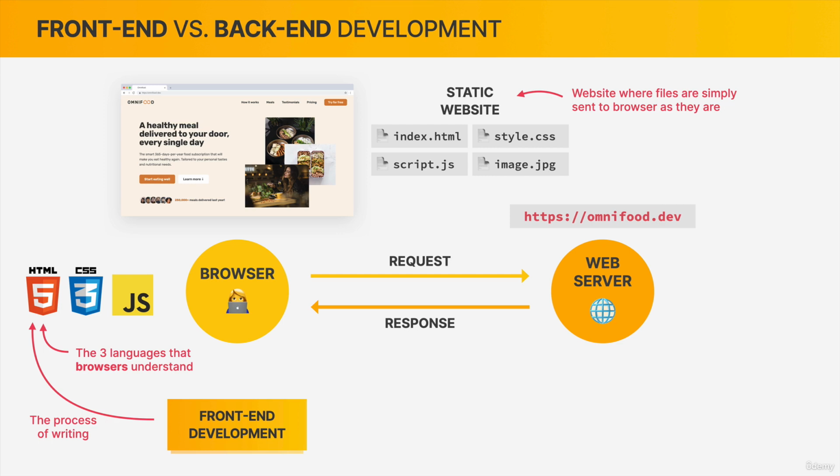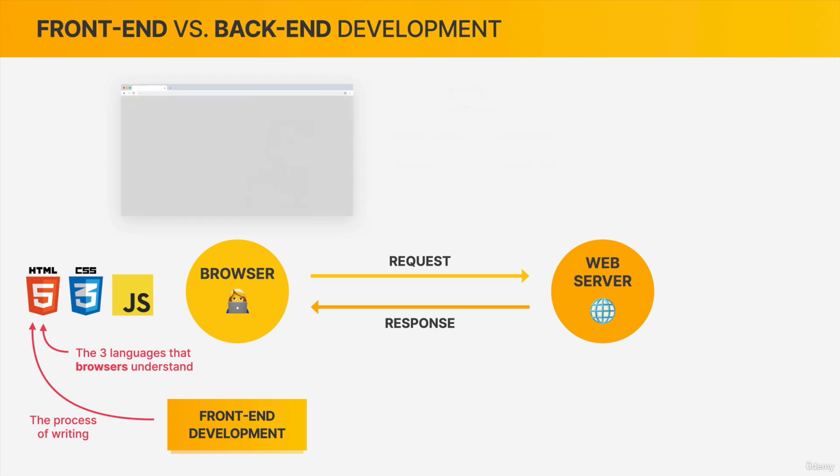And so now let's take it one step further and talk about something called back-end development. So let's try another example here. And this time, let's try to understand what would happen when we try to access a website like udemy.com. So once again, the first step is that a request is sent to the web server where udemy.com is hosted. Now, why is a website like Udemy so different from something like the static OmniFoot website that I showed you earlier?